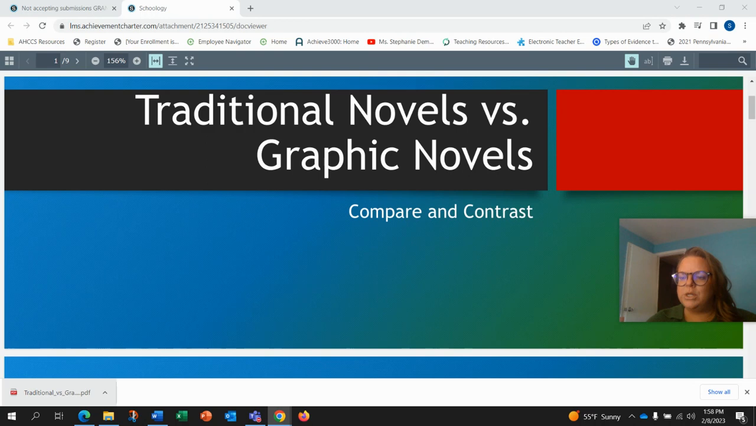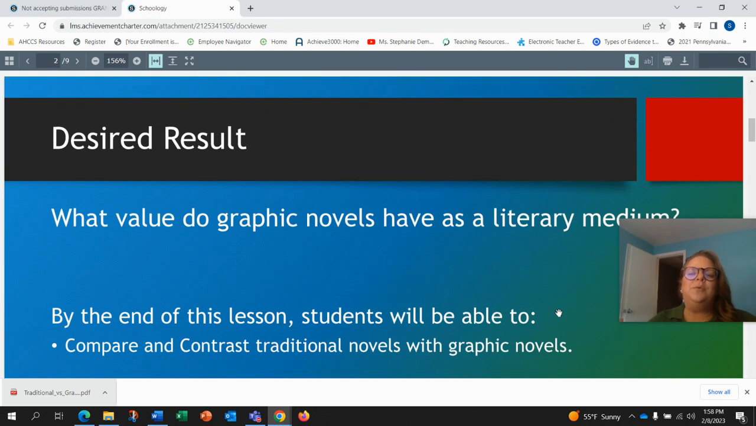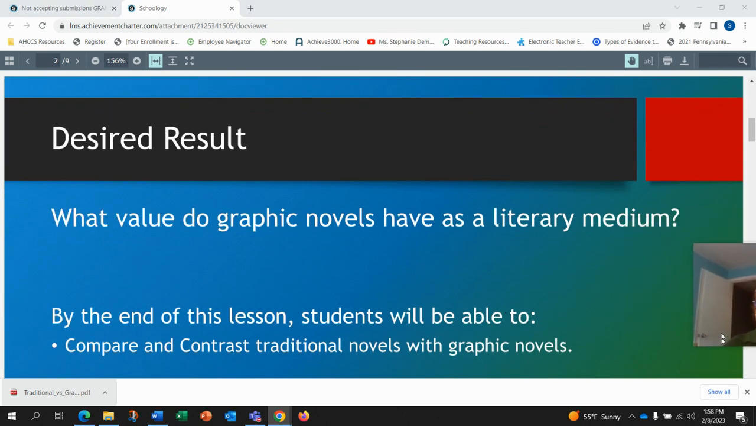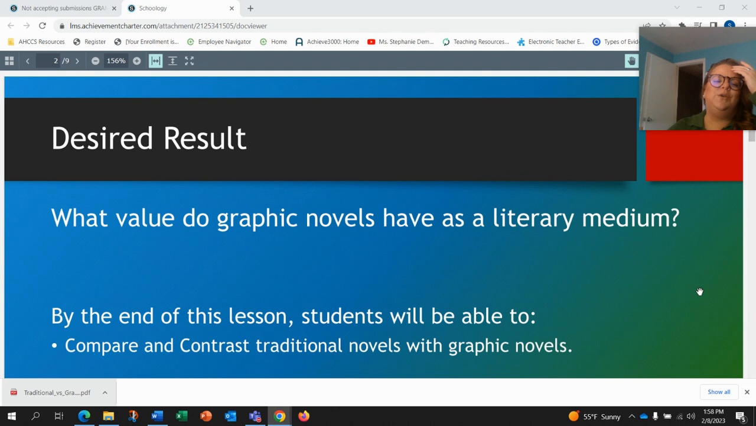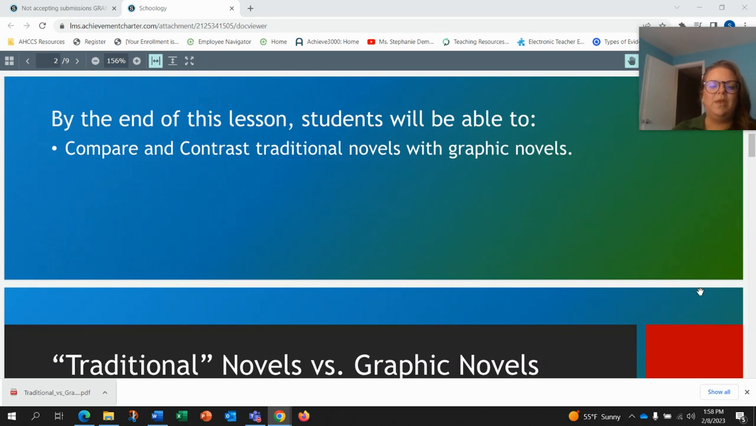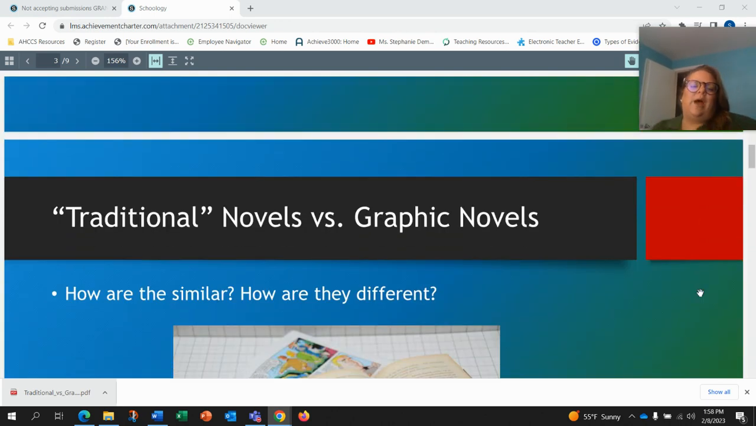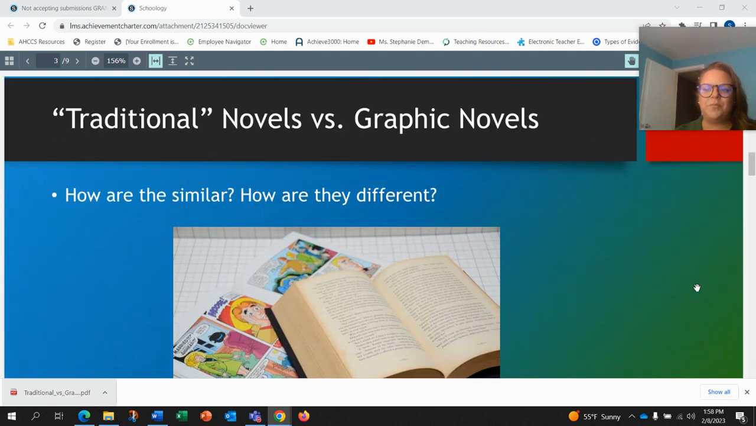Today we're going to go over traditional novels versus graphic novels, and we're going to be comparing and contrasting them. So, our desired result is, what value do graphic novels have as a literary medium? By the end of this lesson, you will be able to compare and contrast traditional novels with graphic novels. So, traditional novels, how are they similar and how are they different from graphic novels?